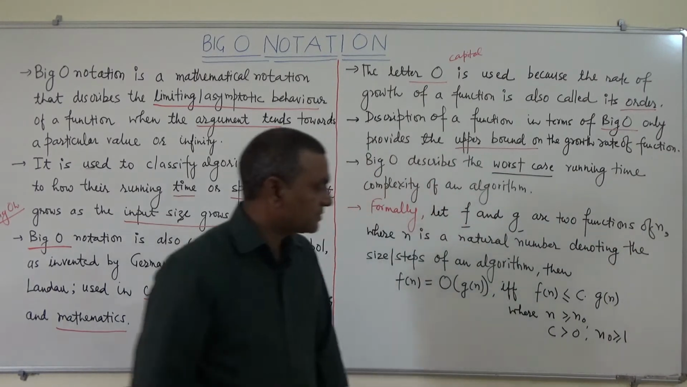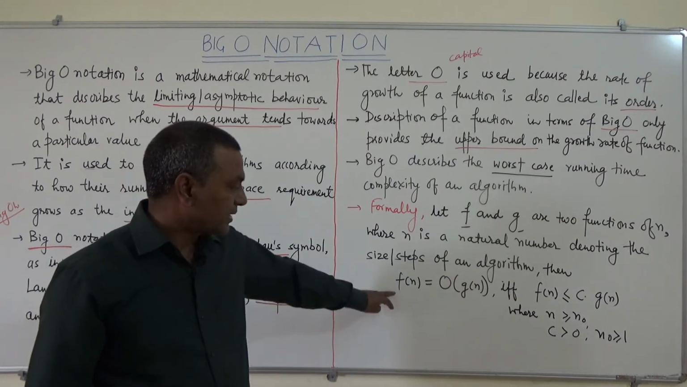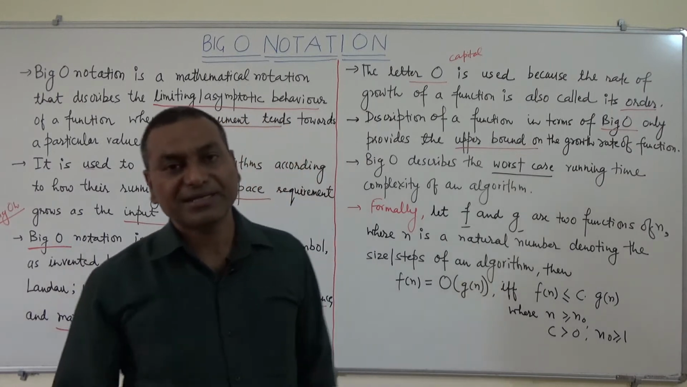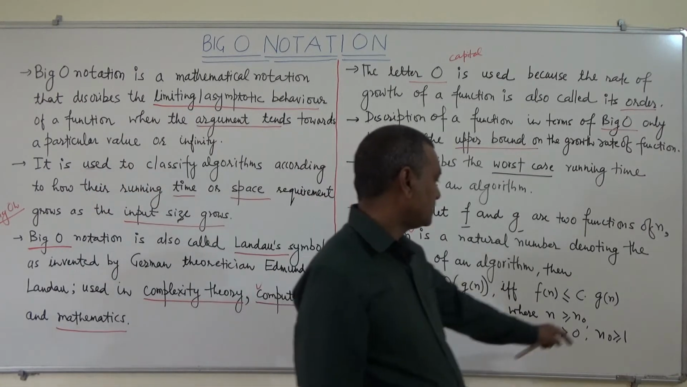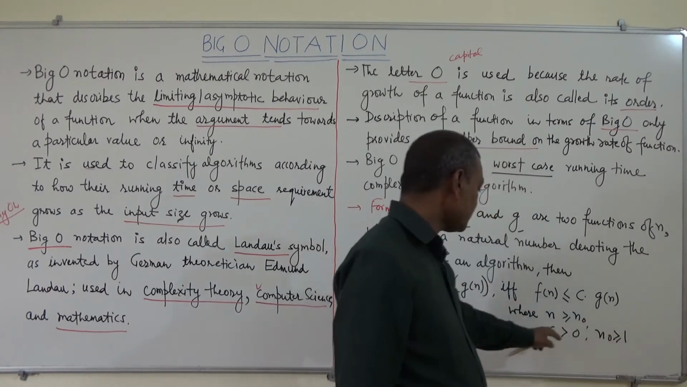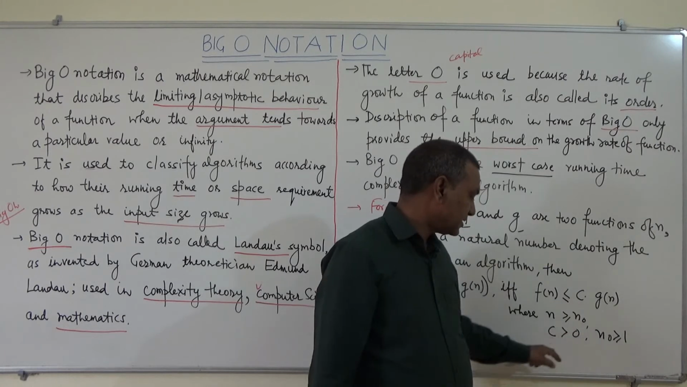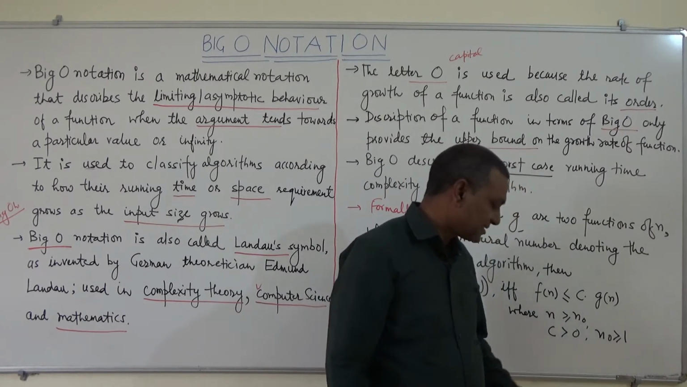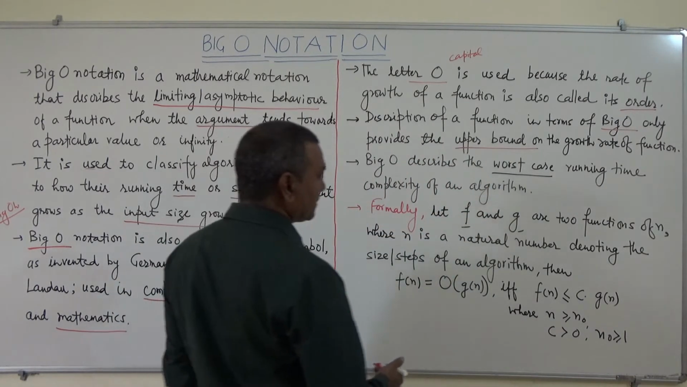So these are the terms that we use. We can say f(n) equals big O of g(n) if and only if f(n) is less than or equal to C, a constant, into g(n), where n is greater than or equal to n0, C is greater than 0, and n0 is greater than or equal to 1. So this is the formal definition.